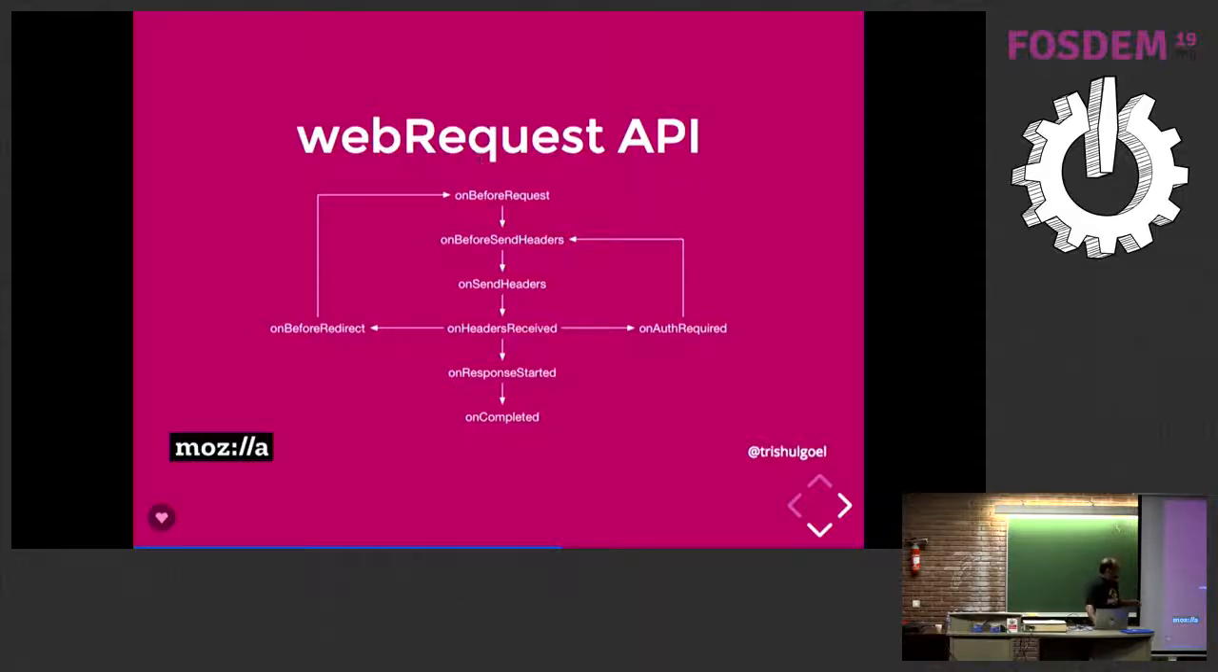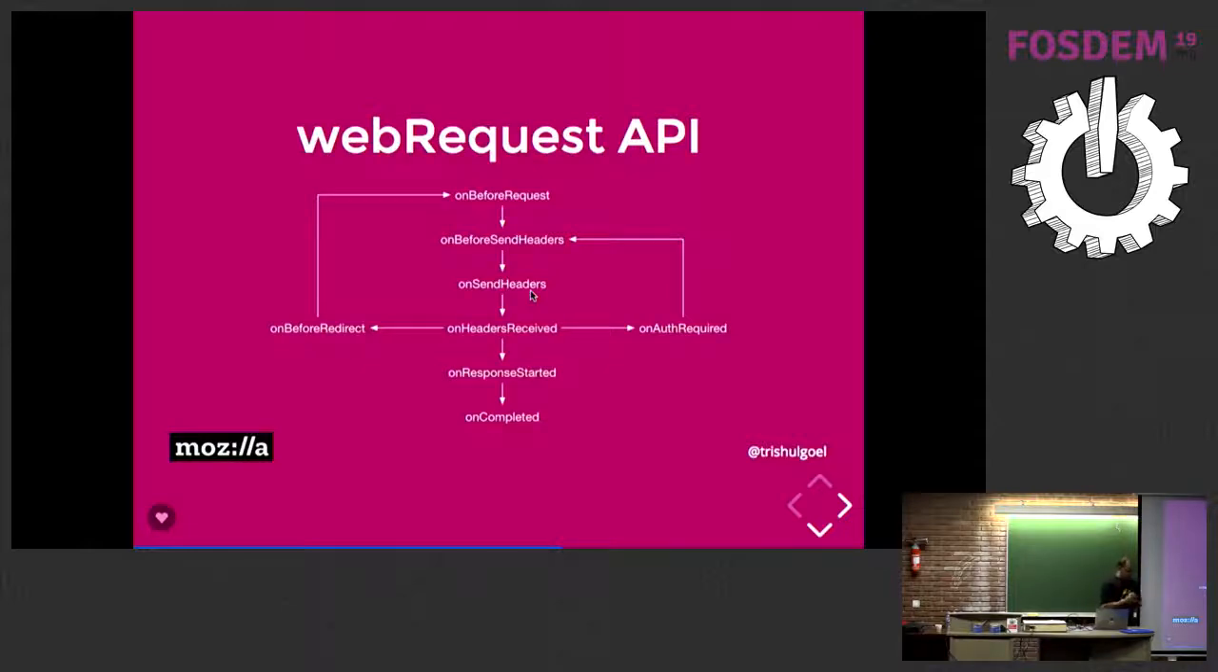Basically, it has multiple events: onBeforeRequest, onBeforeSendHeaders, onSendHeaders, onHeadersReceived, onResponseStarted, onCompleted, onBeforeRedirect, onAuthRequired. To make it simple, with this web request API you can change the response header, change the request header, maybe block the request, maybe redirect from domain A to domain B, maybe stop the auth requirement.